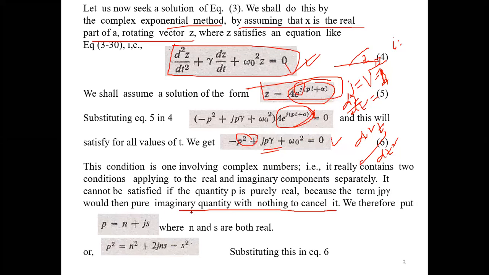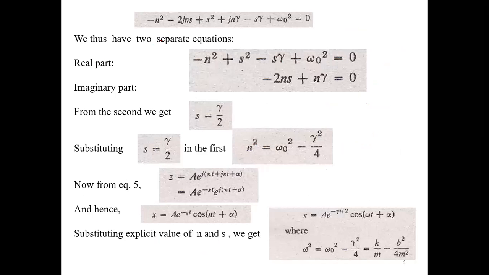So we therefore put p as another complex number, p equal to n plus js. If p equals n plus js, p squared will be (n plus js) squared, which is n squared plus 2jns, and then j squared s squared. j squared is minus, so minus s squared. If you substitute the value of p squared and p in this equation, this equation will become n squared, this one.